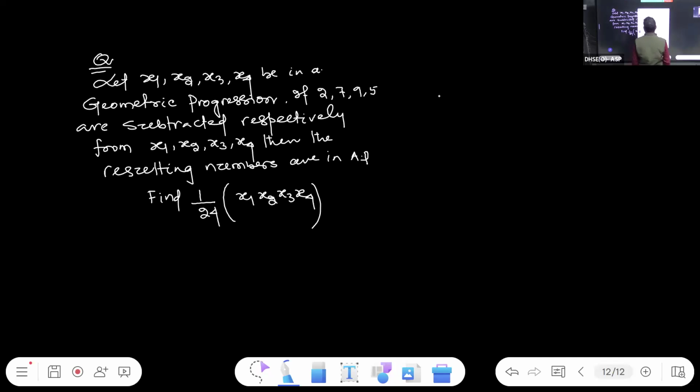Yes, Gayatri, 216 is the correct answer. 216 is the correct answer.